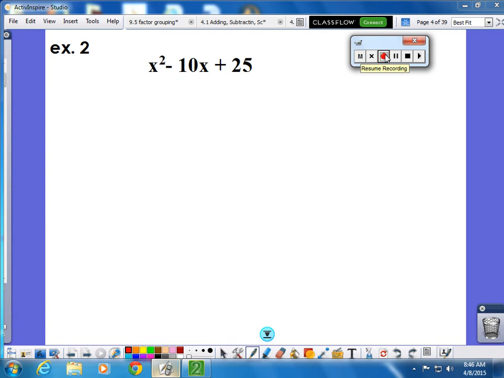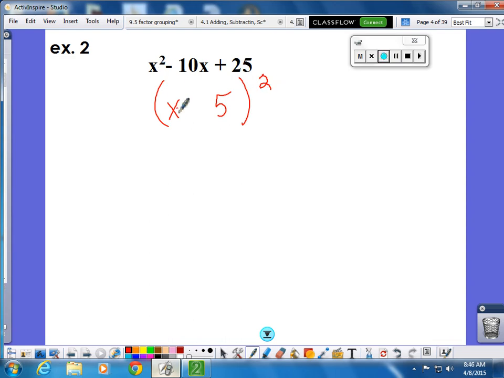Is this a perfect square trinomial? Let's go through the 3 tests. Is this a positive perfect square? Yes. Is this a positive perfect square? Yes. What would you square to get this? If I multiplied those together and then said times 2, would I get this? Yes. Okay. So here's a binomial squared.